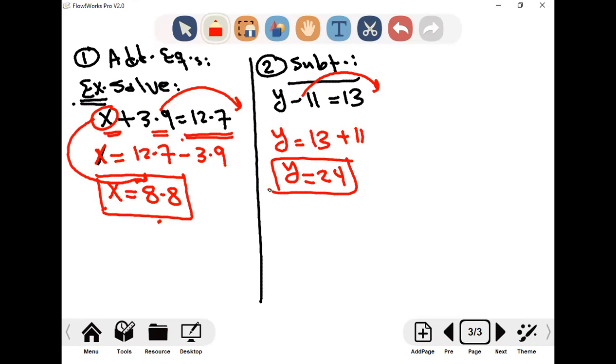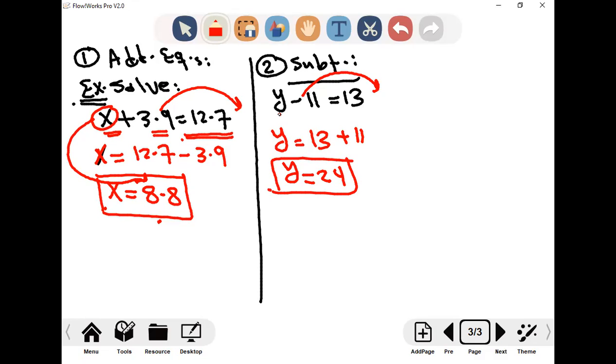Now how do we check our answer? This 24 should make the equation correct, right? Yalla, replace y by 24. Now check: 24 minus 11 is 13. So this is done. Okay?